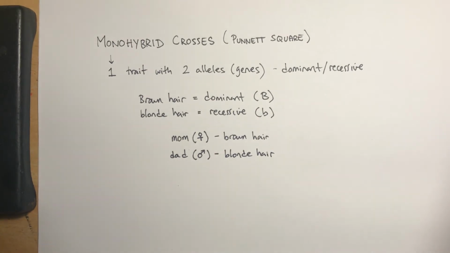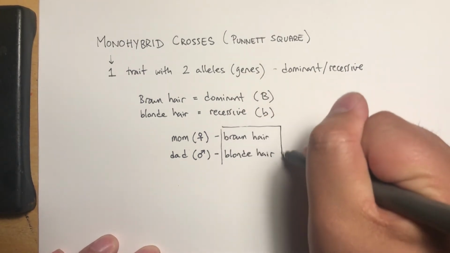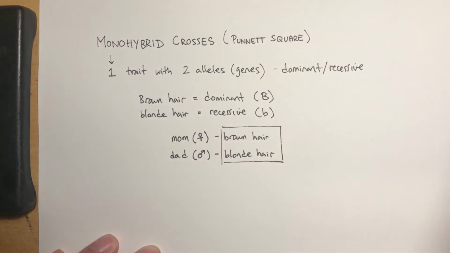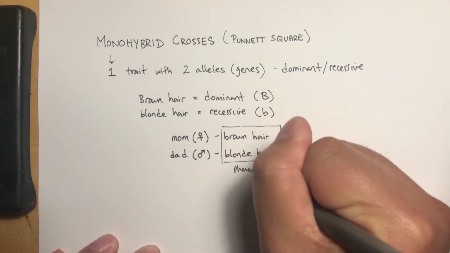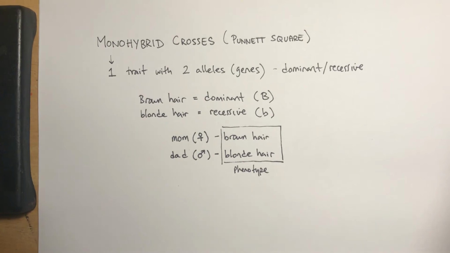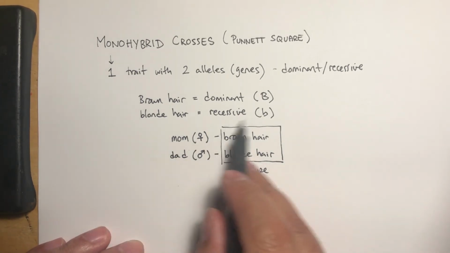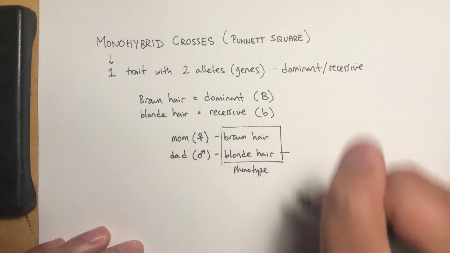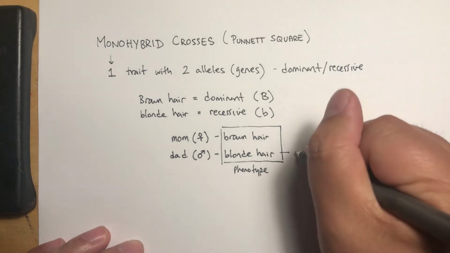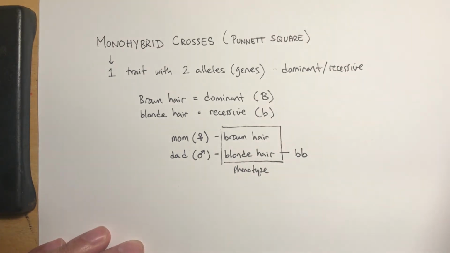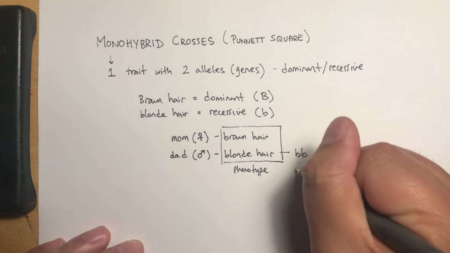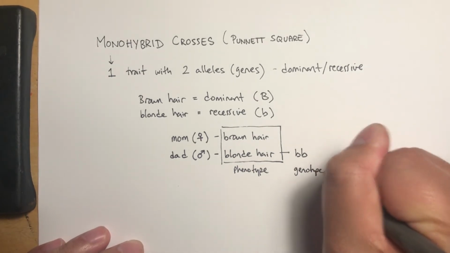So what would the genotypes be for mom and dad? Because what we have right now is just the phenotype. It's the physical characteristic that you see. But for genotype, the easiest one to figure out is dad. Because dad has blonde hair and blonde hair is recessive, the only way to get this particular genotype is for dad to have two recessive genes. So dad's genotype is small b, small b.